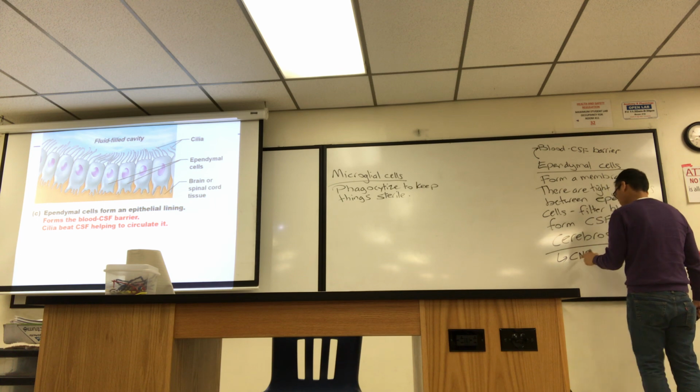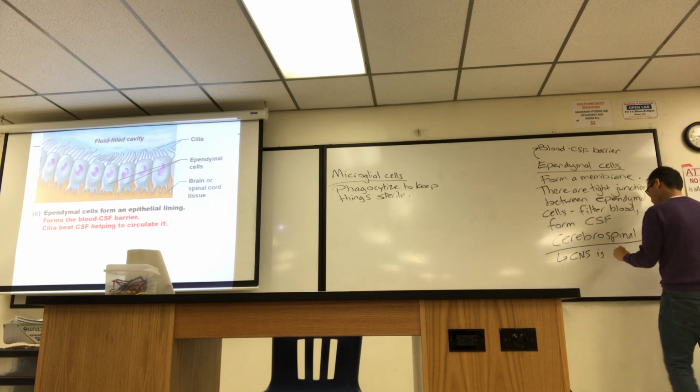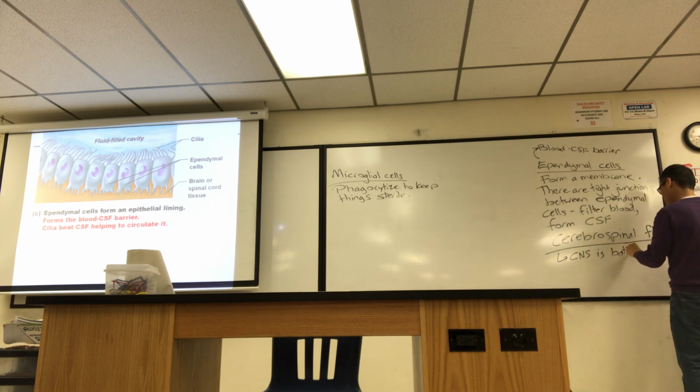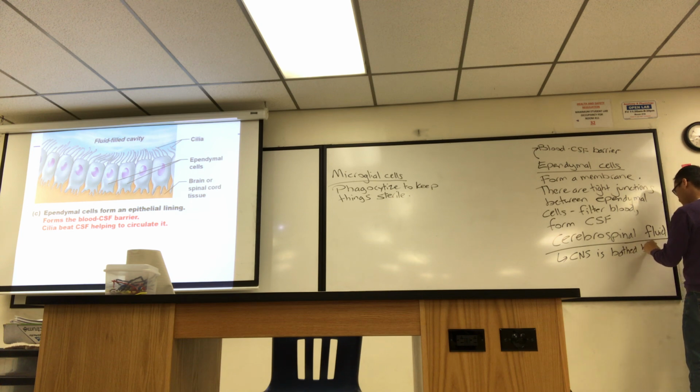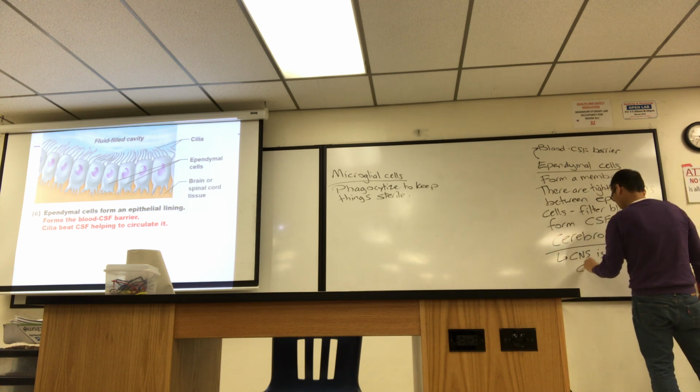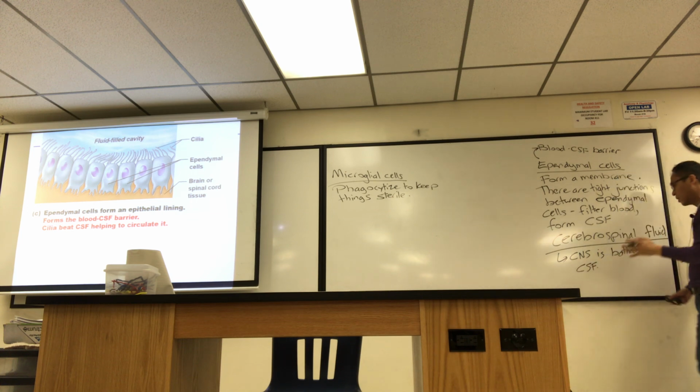The central nervous system is bathed by the CSF. CSF completely surrounds and circulates the central nervous system. We actually talk a lot about that when I talk about the brain at the end of the course. I'll just move on for now. Really, you're just supposed to know the ependymal cells and how they form CSF for now.